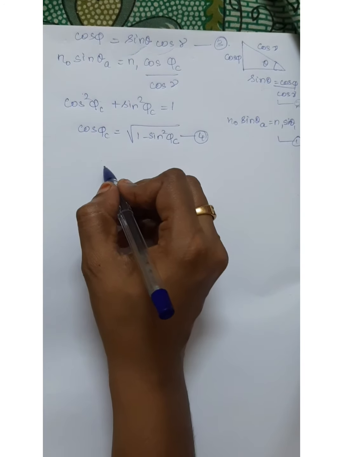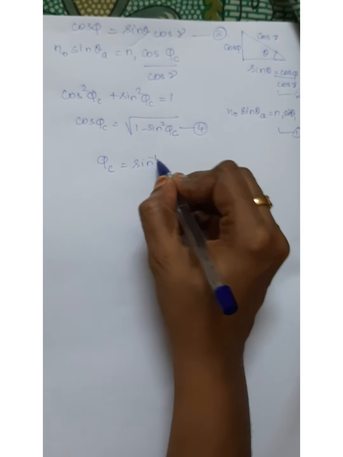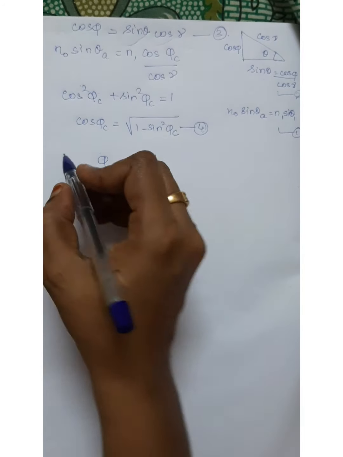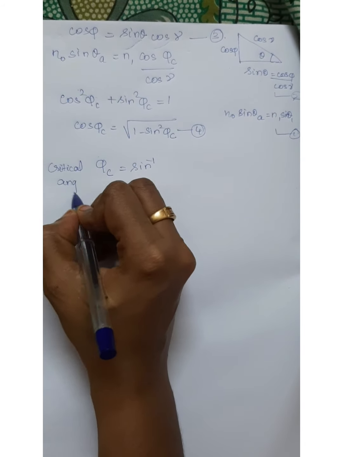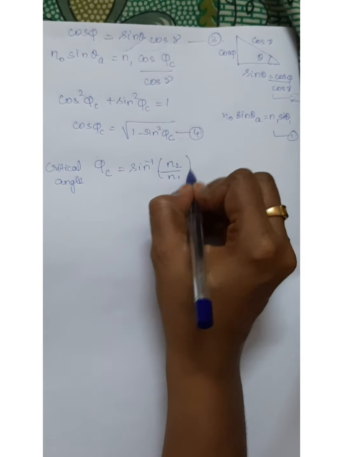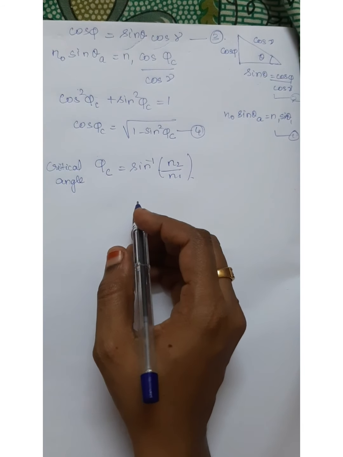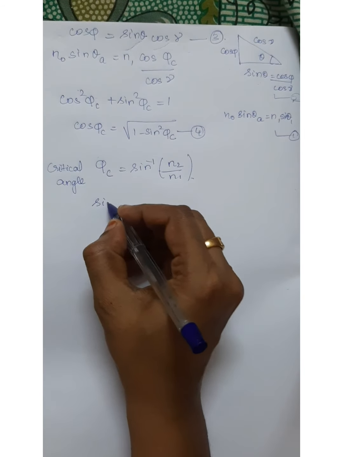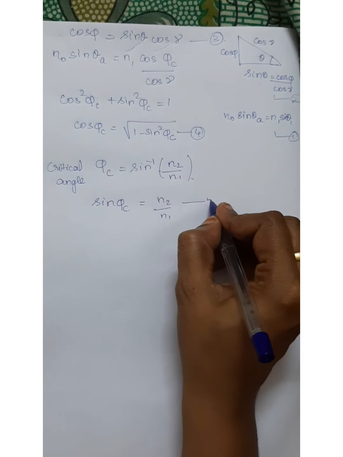Now from this, what is phi c? Phi c equal to sine inverse. What is the critical angle formula? Phi c equal to sine inverse n2 by n1. Can you remember this? The critical angle formula phi c is sine inverse n2 by n1. So sine phi c value is n2 by n1. Take this as equation number 5.